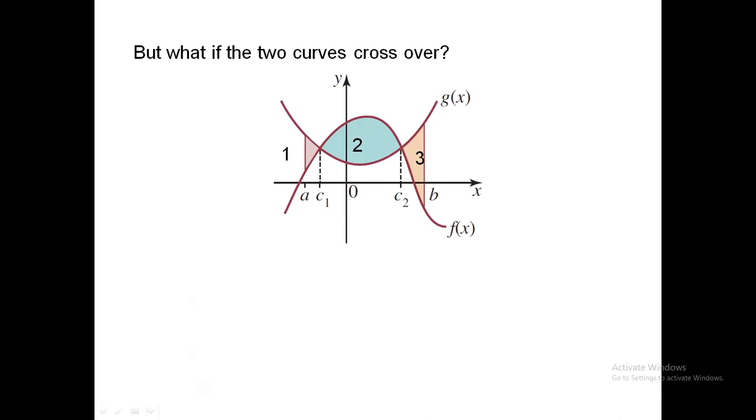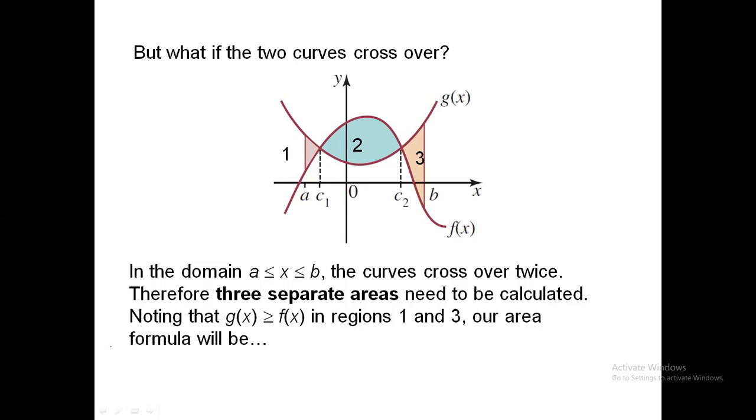In this case, you will have this area, this area, and this area. You have three areas to determine. So in that domain, x is greater than A and x is less than B, meaning your limits of integration would be from A to B. So the curves cross over twice, therefore three separate areas need to be calculated.